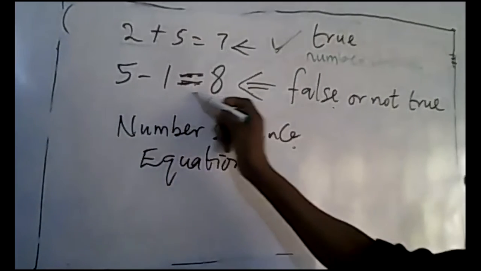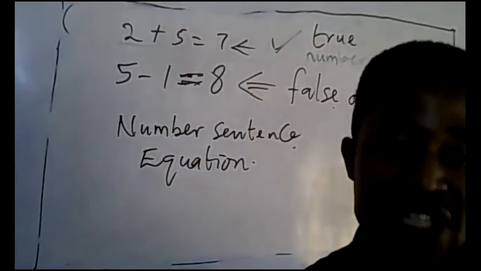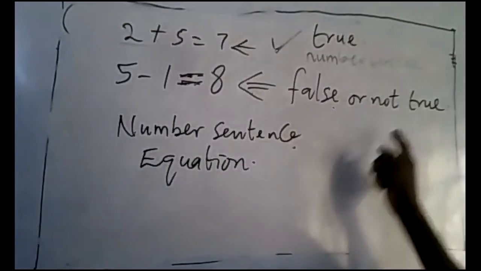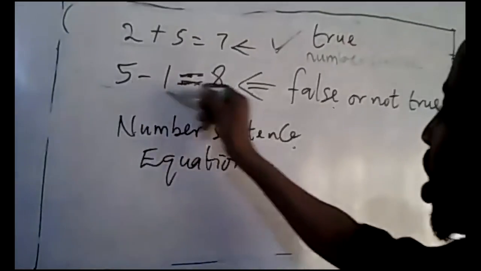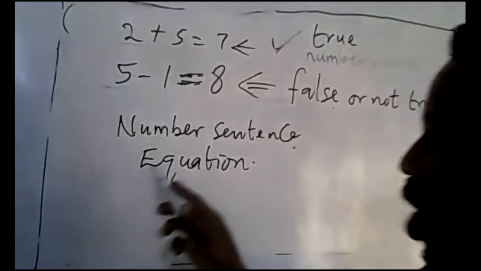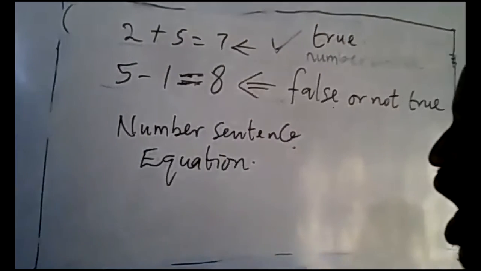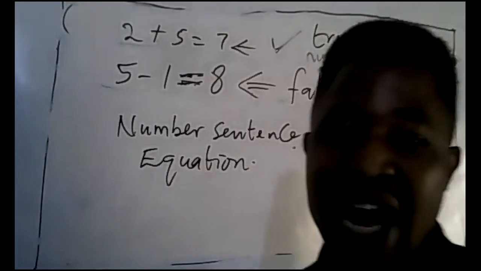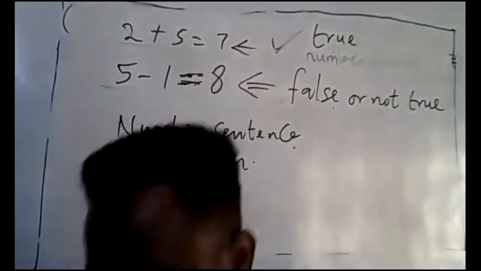Now, this over here, 5 minus 1 equals 8, is a false sentence or a false statement. What that means is that it is not true. So this as well is a number sentence or number equation. Now, at the other end, we have what we call alphabet equation.